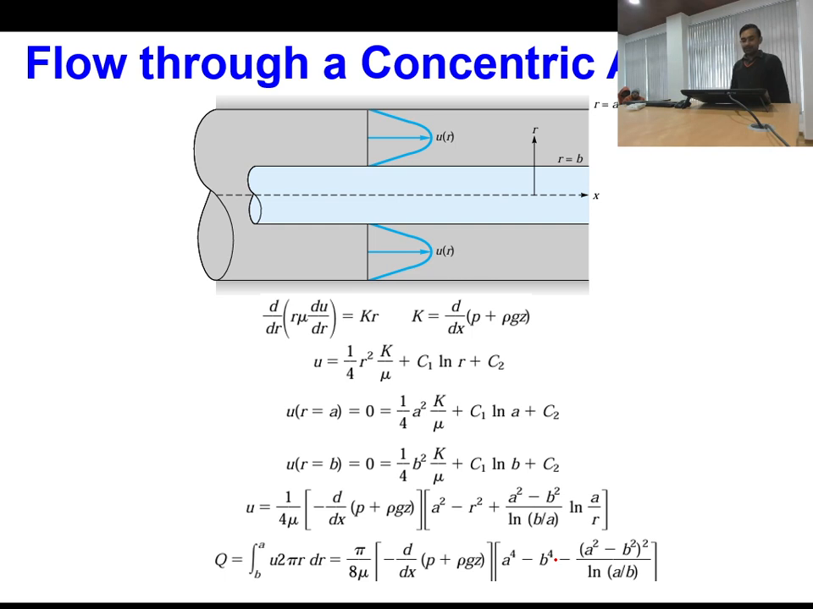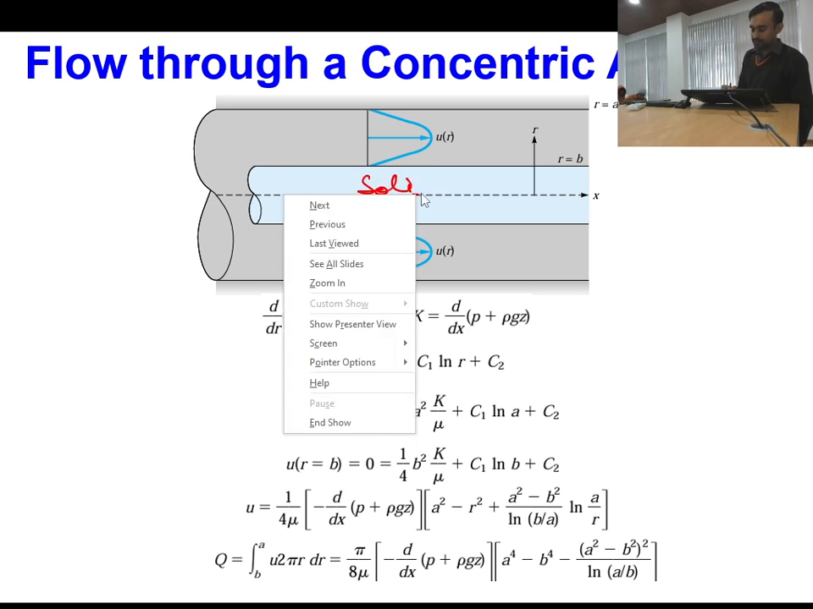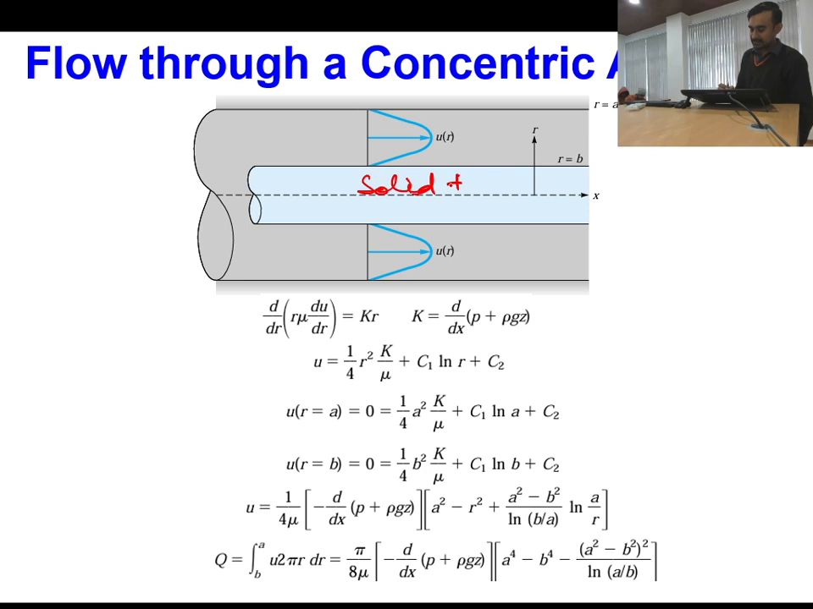So another non-circular geometry is flow through a concentric annulus. Here what I have in the center is a solid tube, and outside it is another tube, and the space between them is the hollow space where my flow is happening. So flow is happening in the annular portion between the two tubes.